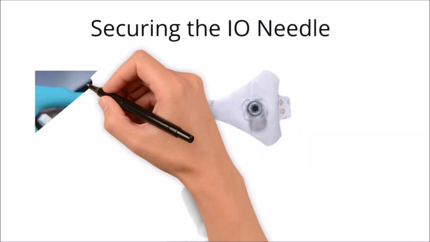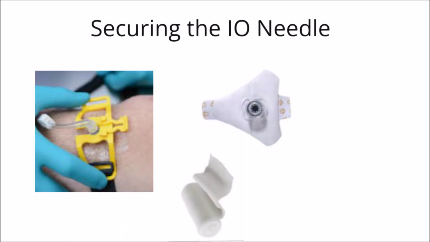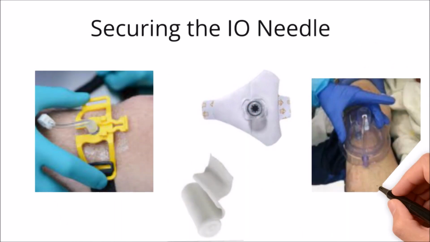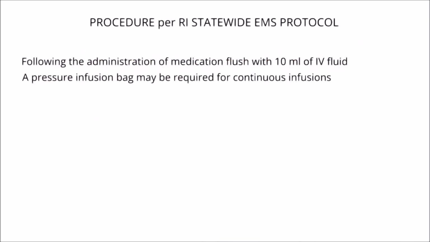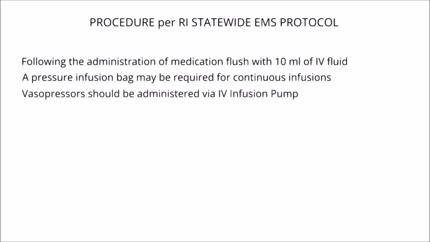Additional options for securing the IO needle include commercially available devices, Kling, or if you're in a jam, you can always use a mask from a bag-valve mask. Following the administration of medication, flush with 10 milliliters of IV fluid. A pressure infusion bag may be required for continuous infusions. Vasopressors should be administered via IV infusion pump.